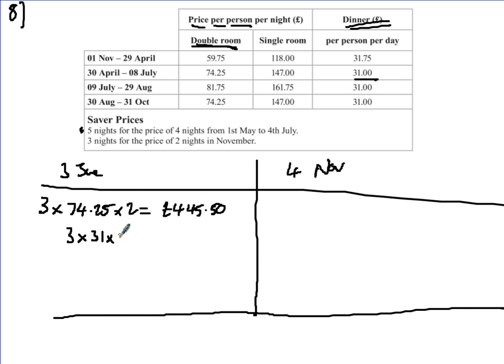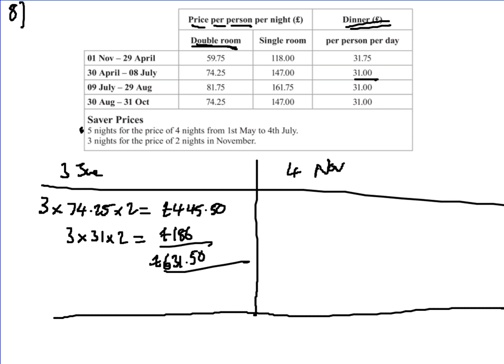£31, and again there's 2 of them every night. That will then give you £186. We add the 2 together, which will then give us £631.50.